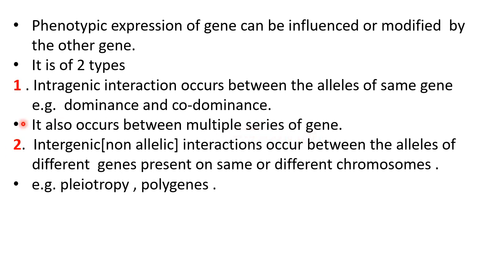The second phenotypic expression is intergenic, or it is also called non-allelic. Intergenic means non-allelic interactions occur between the alleles of different genes present on the same or different chromosomes. Example of it is pleiotropy or polygenes. Pleiotropy means a single gene controls two or more different traits. Then a polygenic trait is one whose phenotype is influenced by more than one gene.